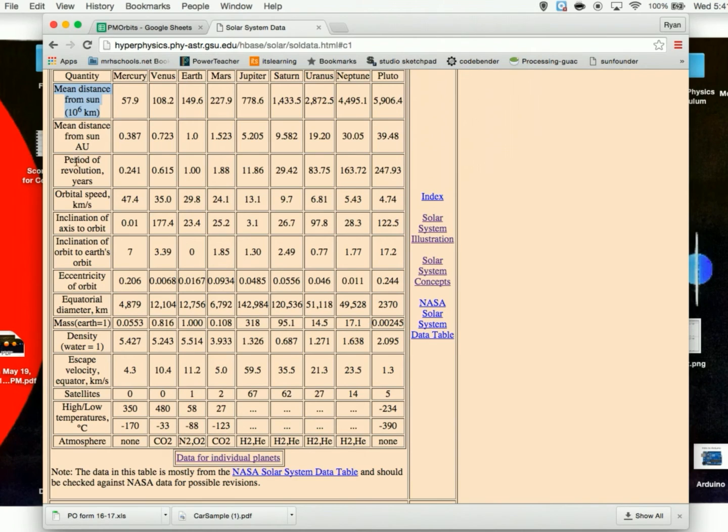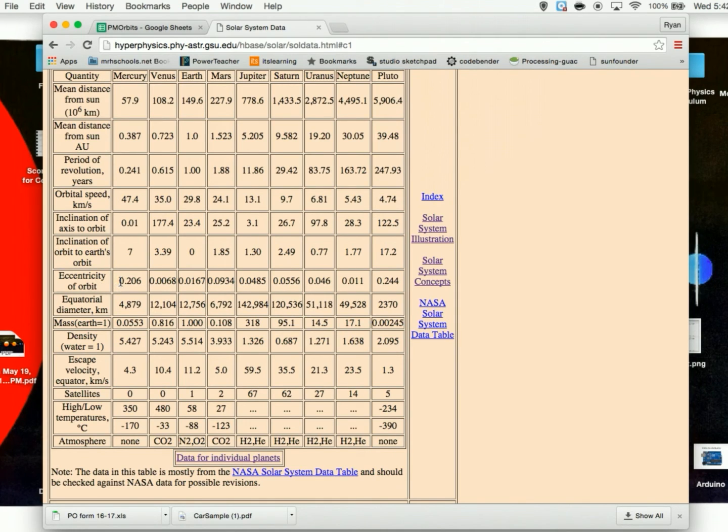We get inclination here. Our model is going to be two-dimensional, so it's not going to account for inclination, but if you wanted to create a three-dimensional model, you would need to look up the angle, and actually you would want this one. This is relative to the Earth's orbit. So for example, Mercury's orbit is tilted 7 degrees relative to Earth. That's pretty substantial compared to Venus, which is 3, Mars, which is a bit less than 2, and so on. Pluto is tilted 17 degrees. So it's a little bit different.